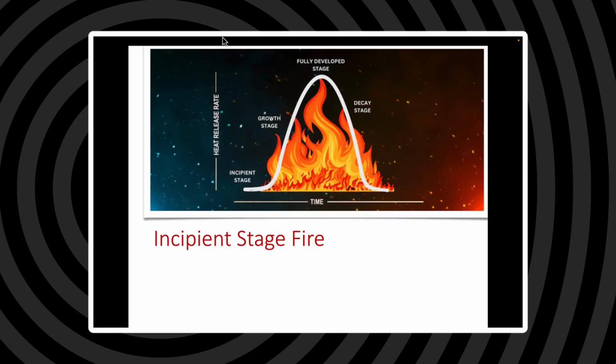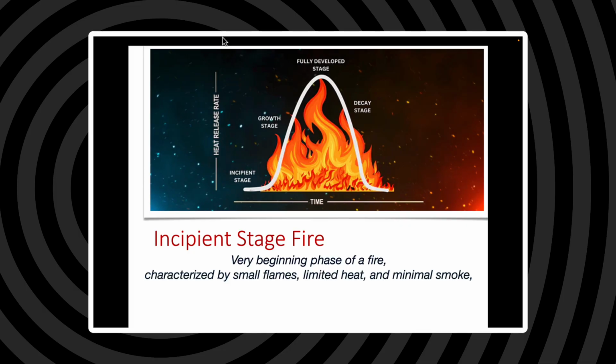One item that you really need to remember and speak to your supervisor about are incipient stage fires. Incipient stage fire means the very beginning phase of a fire, characterized by small flames, limited heat, and minimal smoke, often confined to the immediate vicinity of the ignition source, as you can see by the red line going up. The incipient stage is represented before you get to that red line. That's the only area where you can use a portable fire extinguisher unless you have additional training.